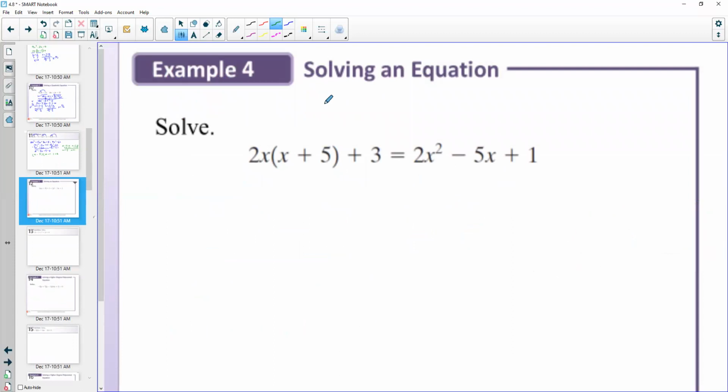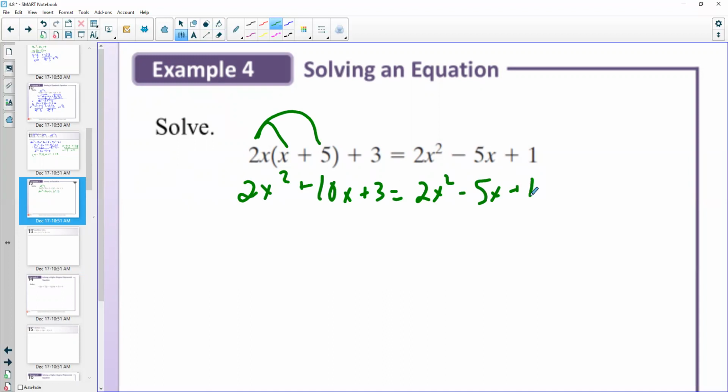Let's try this one. This one looks complicated. Again, the first step is always standard form. That's not going to change, so I'm going to distribute here. So I get 2x squared plus 5, nope, not 5. I forgot to multiply the numbers. Plus 10x plus 3 equals 2x squared minus 5x plus 1. Now we've got to move the things on the right to the left. So let's do that.